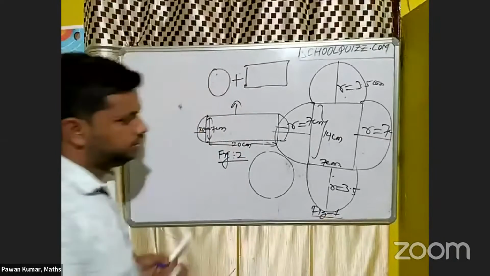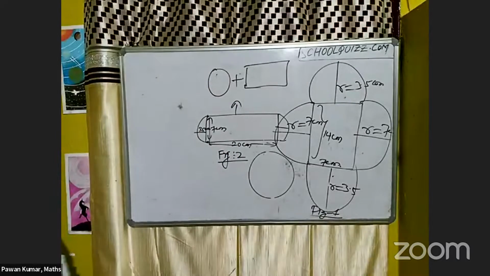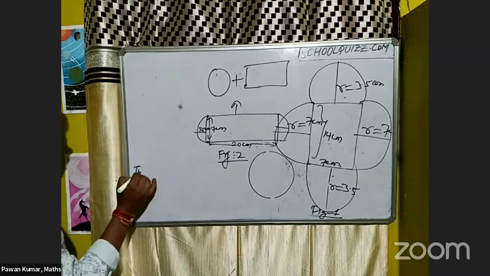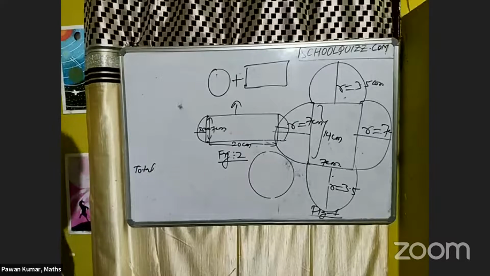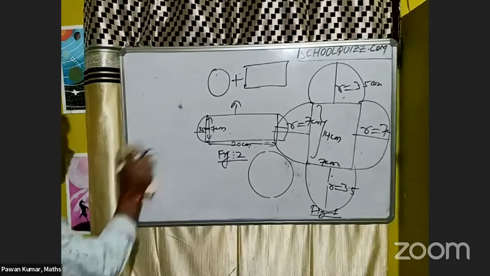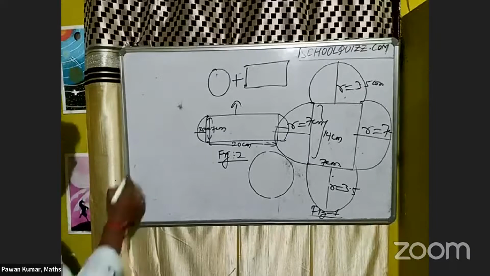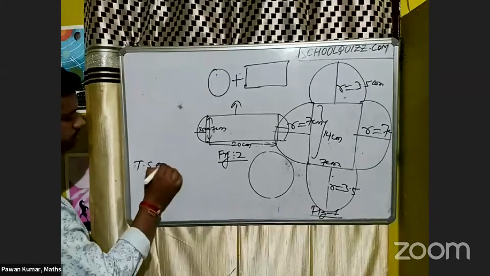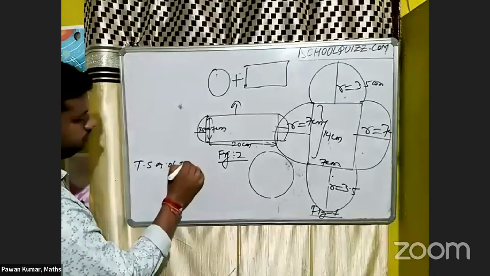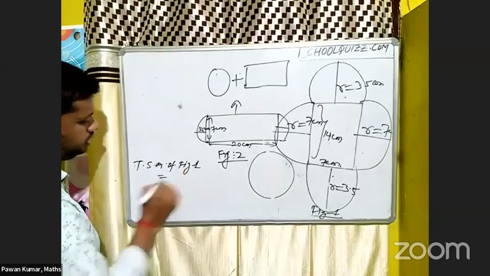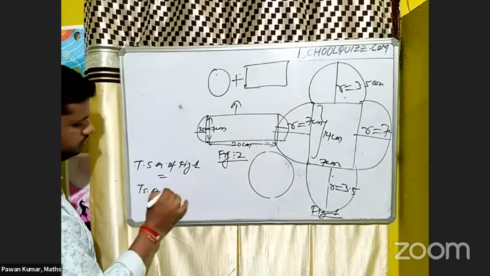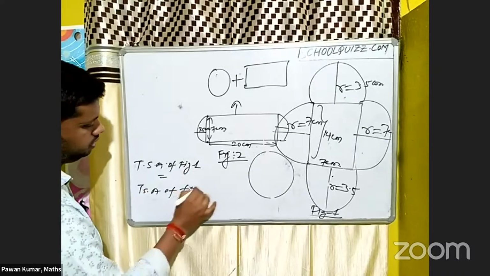Correct. This is figure 2 and this is figure 1. So find the total surface area of figure 1 and figure 2. So total TSA of figure 1 and TSA of figure 2.